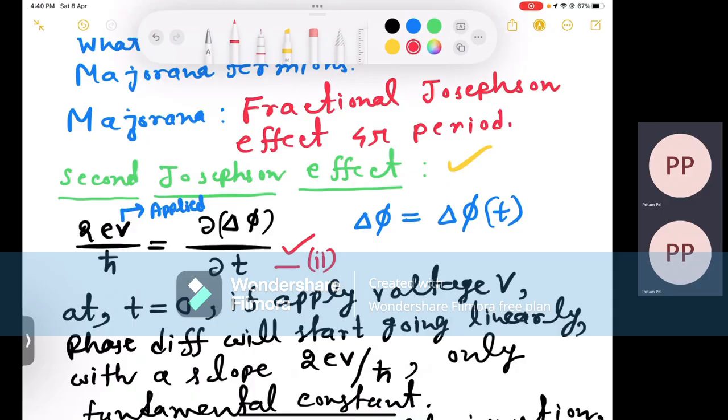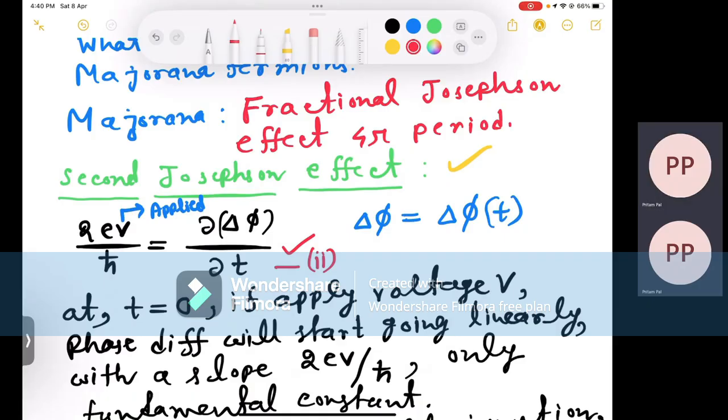In the first Josephson equation, the phase was constant. If you carefully go back to the first Josephson equation, you will find the phase was not evolving with time. That's why the supercurrent that was flowing was completely dependent on the phase difference at a particular moment, and at that point of time the supercurrent is constant. Also, the critical current was defined, right? So then the phase was not evolving.